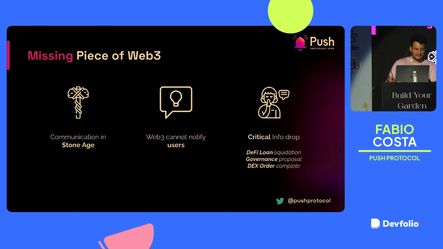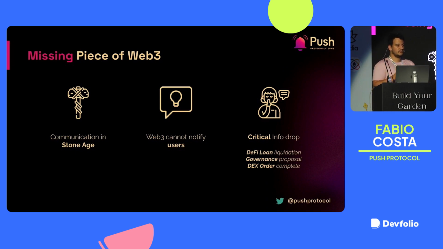Well, I think for everyone that has been in Web3 for a while, it's pretty clear that we have some issues in Web3: scalability, privacy. One of them is communication. By communication, I mean, as of today, there is no way for users to receive information to their wallet addresses based on things that happen on-chain or off-chain. What do I mean by this?